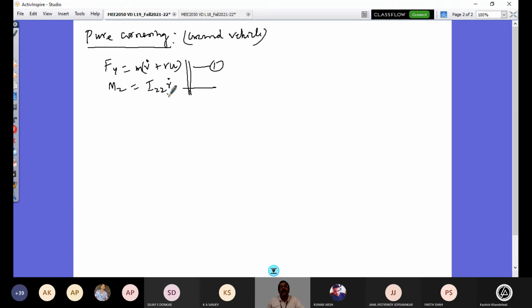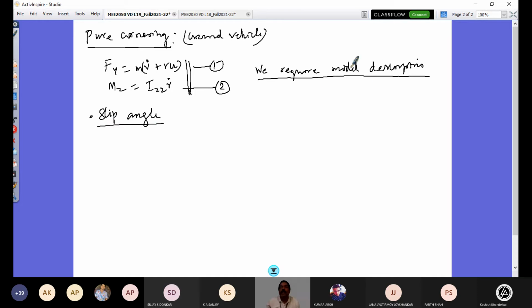And similarly, Iz R dot is for your yaw motion when you see from the top view. And that's happening because of this moment. How that is created in your vehicle on your left hand side is what I have to derive. So for that you require a model description. Right? So I'm going to explain that. And before that, let's understand one important definition, called the slip angle.